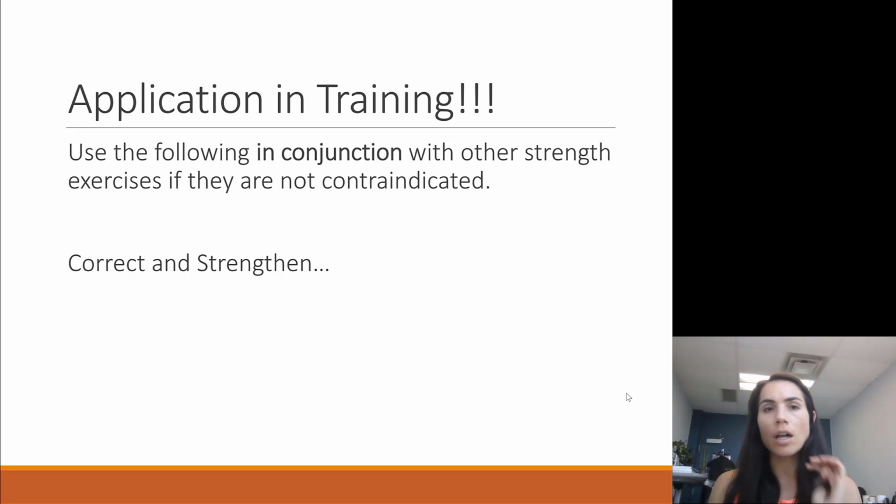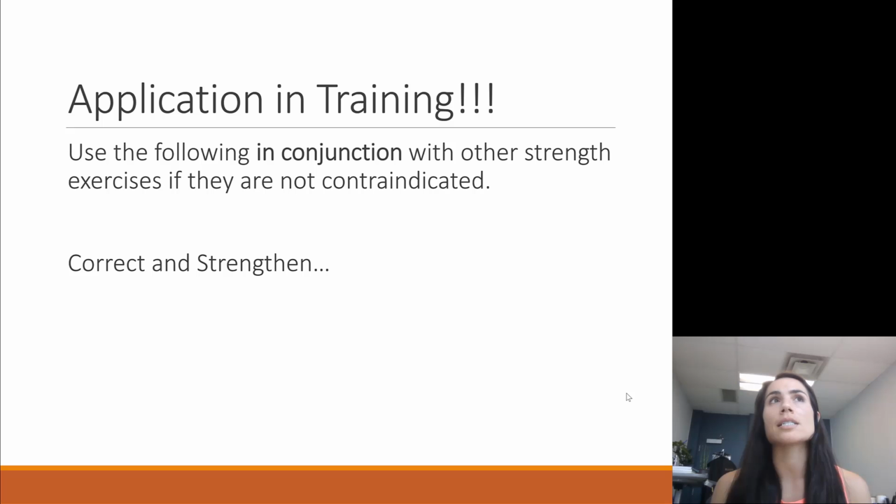Now we're going to go into some of the application of what you just learned, because really it's not only important for you to be able to recognize someone's postural deviation, but more importantly for you to be able to do something with it for your client. Okay, so this is really all about applying what you just learned into your training.